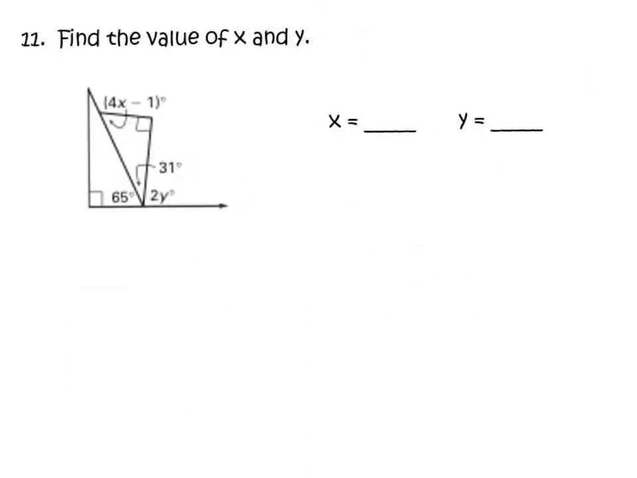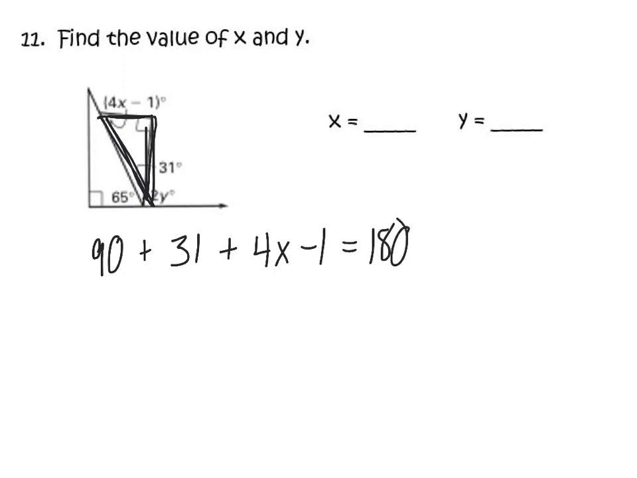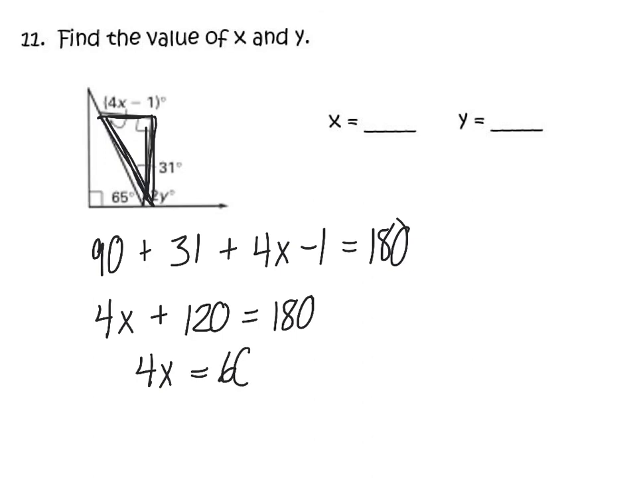Number 11 is very similar. I'm trying to solve for x and y. First, let's focus on this triangle with the right angle. So we have 90 degrees, I have 31 degrees, and I have that other angle, which is 4x minus 1. Together, they're all going to add up to equal 180. Well, let's combine some terms here. We end up with 4x plus 120 equals 180. Get rid of that 120, so I end up with 4x equals 60, and it looks like x equals 15.